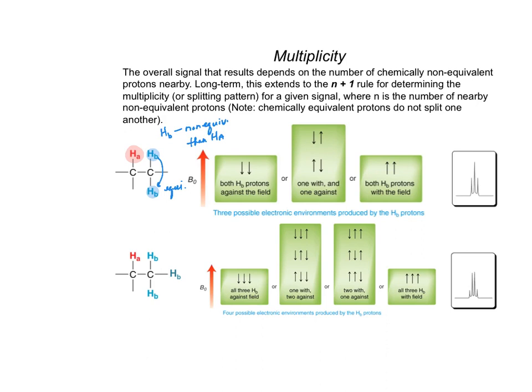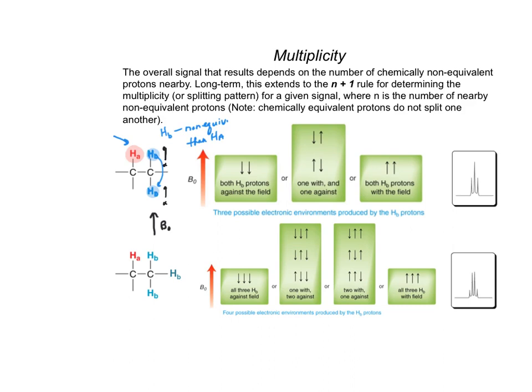Okay, so similar thing. We're interested in the signal for HA in the presence of these two non-equivalent protons, HB. Now, same exact thing that we were talking about before. When we apply our magnetic field, there's a couple of different outcomes for what HB is going to do that's going to affect HA. So for example, let's say we apply our magnetic field. And when we apply that magnetic field, we find in one molecule that this HB aligns in the alpha spin state, and this HB also aligns in the alpha spin state. So in one of the molecules, both of the HBs are aligned alpha.